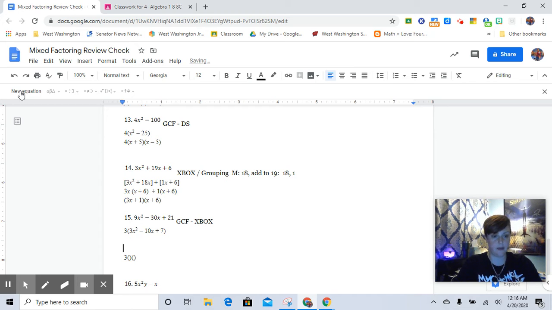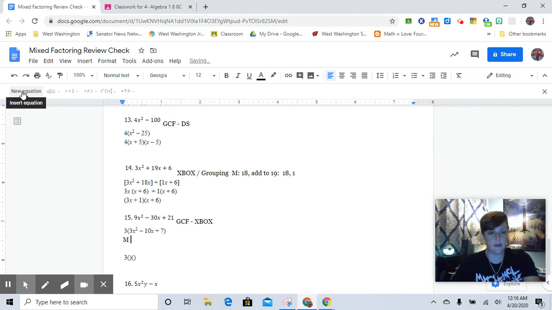There we go. I'm going to let that set. So then we're going to look at what two numbers multiply to be positive 21 and add to negative 10. And those numbers, of course, would be negative 7 and negative 3.